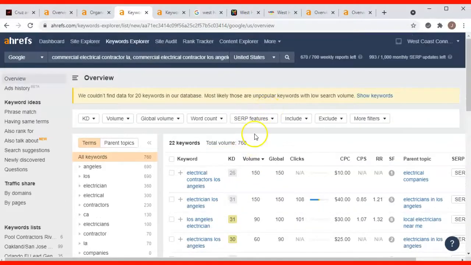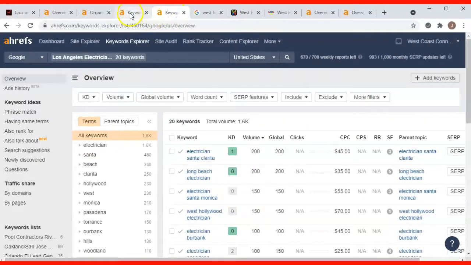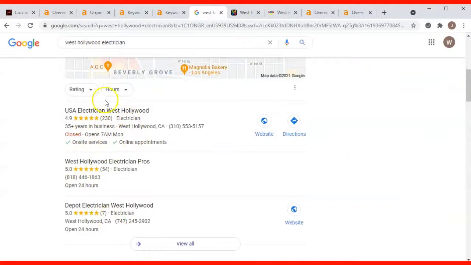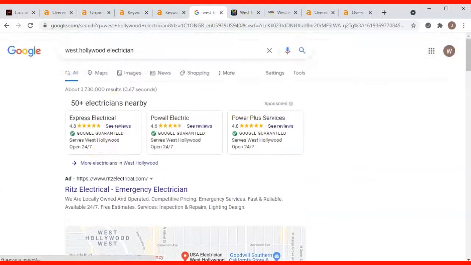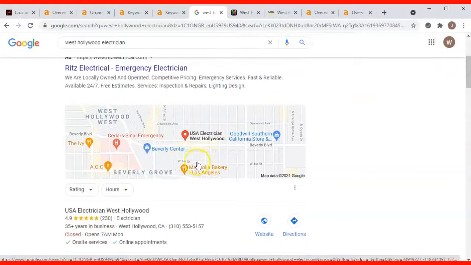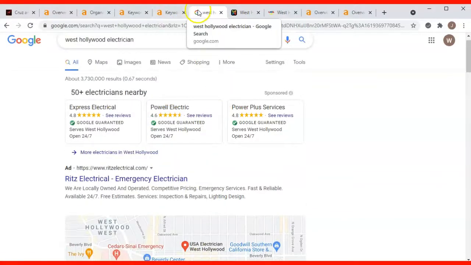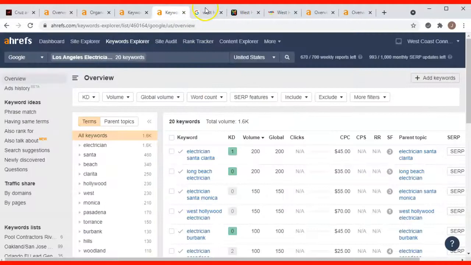Okay, so definitely something that you really want to go after, the low-hanging fruit or the stuff that's easier to start ranking for. And with that, you definitely want to get a Google My Business if you don't have one already, and get that set up and optimized. And the reason for that is it just helps you get some of that traffic.